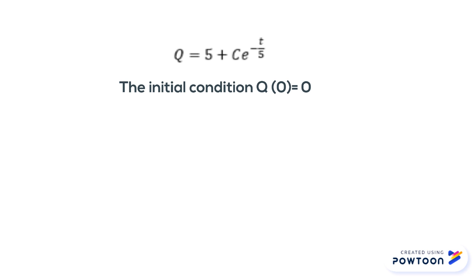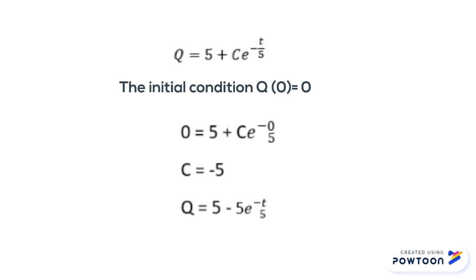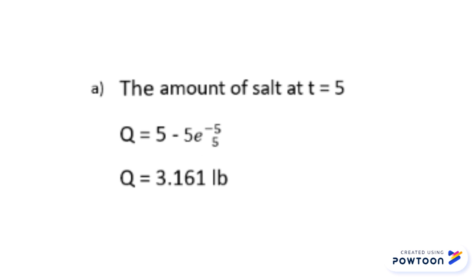By using the initial condition, we can find the constant C by replacing the value of the initial condition into the current equation. From there, we got the value of C equals negative 5, and we produce a new equation, which is Q equals 5 minus 5 e to the negative t over 5. By using the new equation, we can find the amount of salt at t equal to 5. Substituting the value 5 into t and solving the equation, we get that Q is equal to 3.161 pounds.